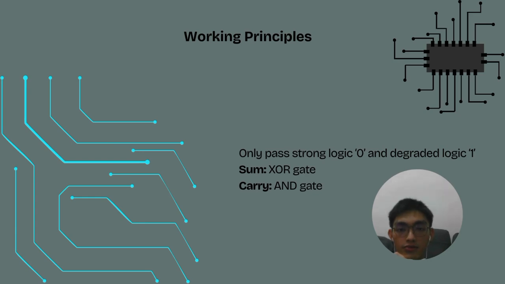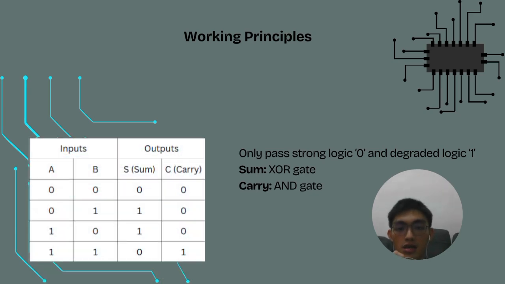Moving on to the working principle of our design, NMOS PTL will only pass strong logic 0 and degraded logic 1. The sum function of the half adder is implemented using an XOR gate. For example, when A is equal to 0, the output S will be dependent on B, while when A is equal to 1, the output S will be inverted B.